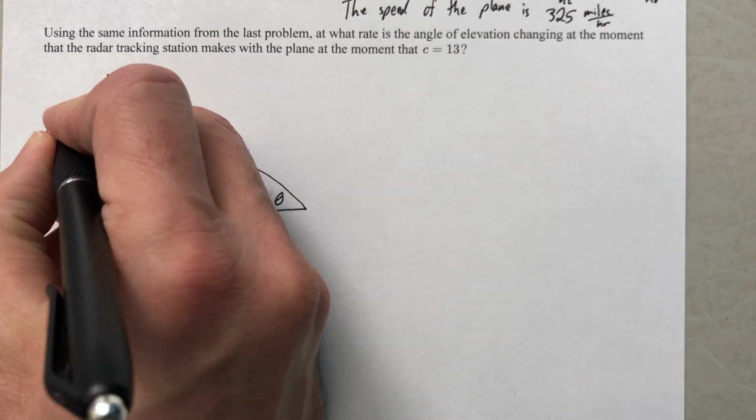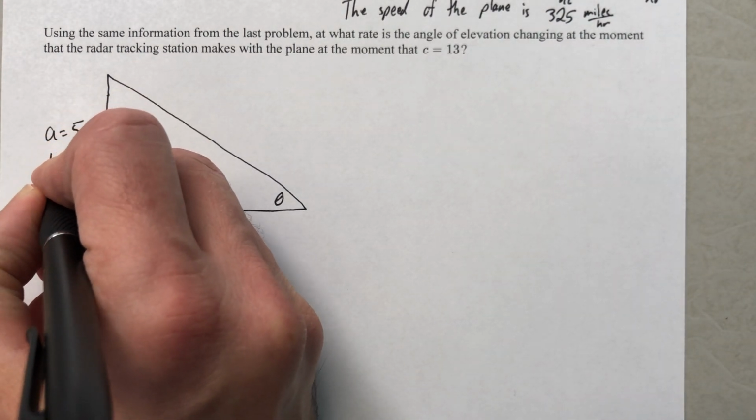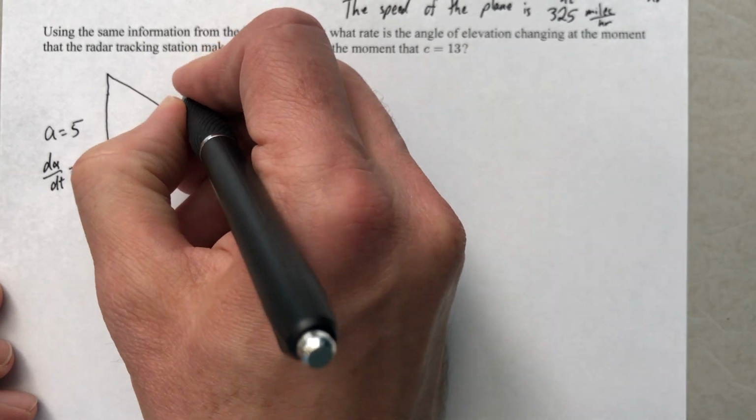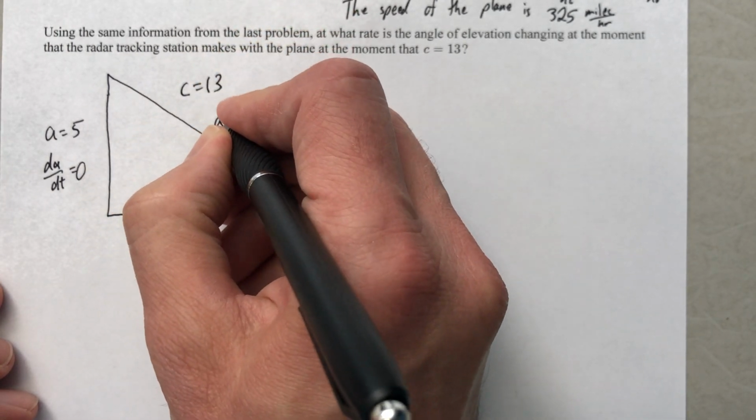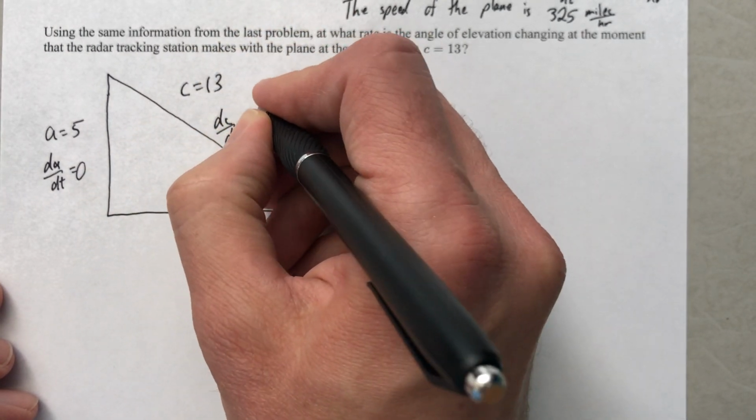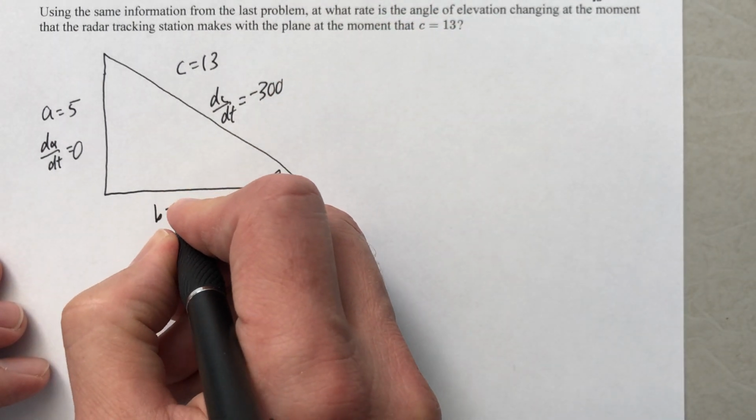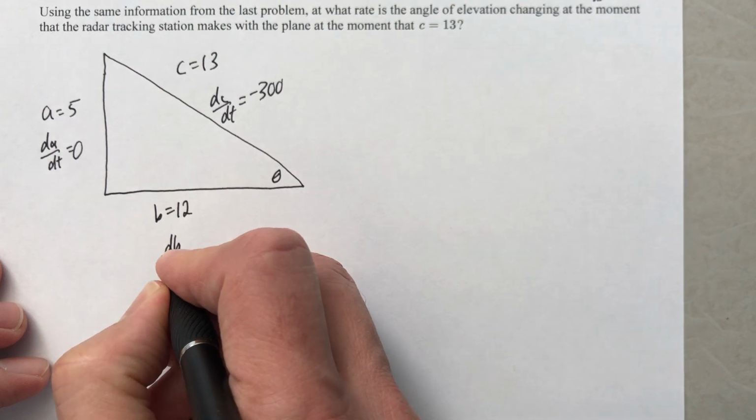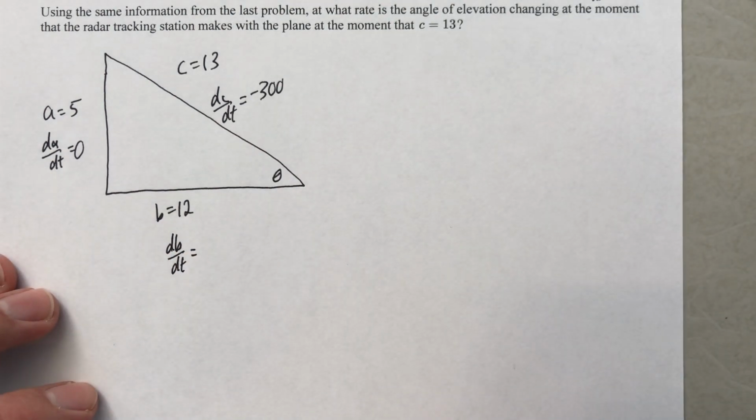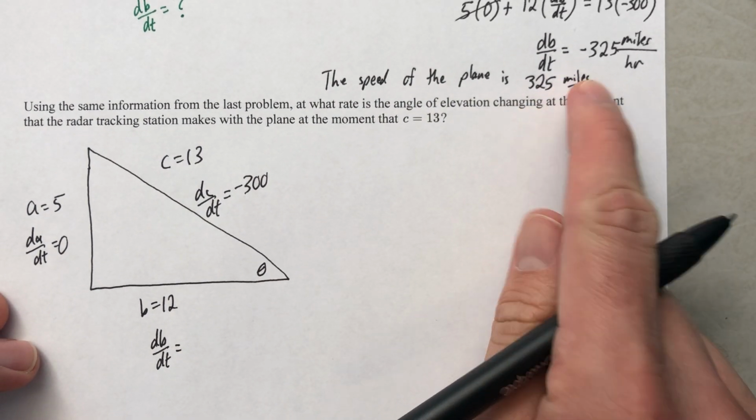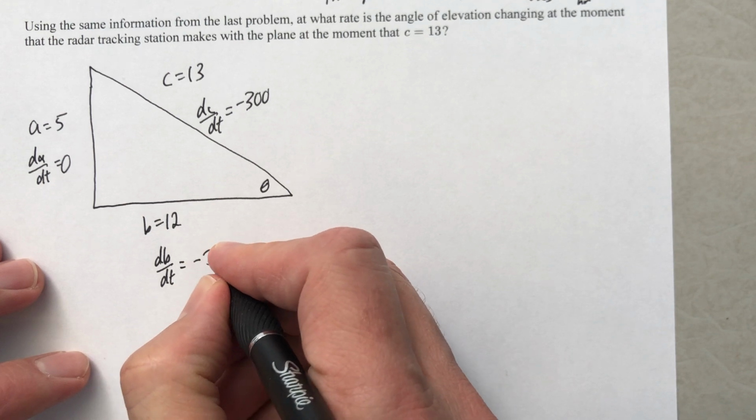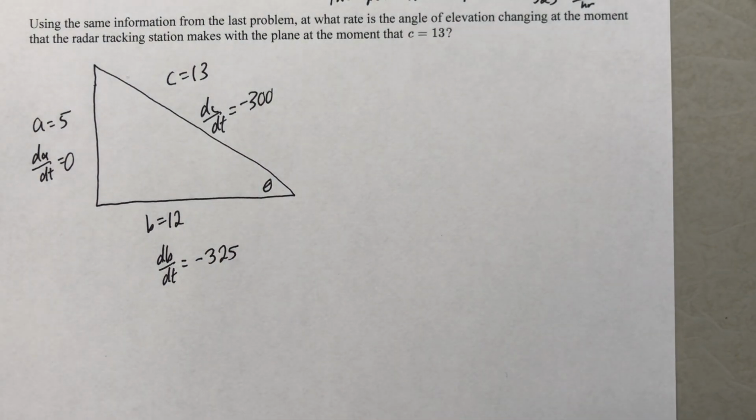We know that A is 5. We know dA dt is equal to 0. We know C is 13. We know dC dt is equal to negative 300. We know that B is equal to 12. And we know that dB dt, even though the speed of the plane is 325, dB dt itself is negative 325. So we have a lot of stuff we could do here.